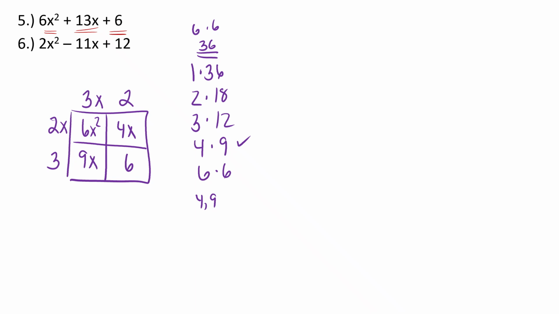Now that's messier. So before I lock my answer in, let's double check each of these boxes and make sure that they work. So 2x times 3x, 2 times 3 is 6, x times x is x squared, so 6x squared. 2 times 2x is 4x, 3x times 3 is 9x, and 3 times 2 is 6. So I'm happy with that. So we have a base of 3x plus 2 and a height of 2x plus 3.